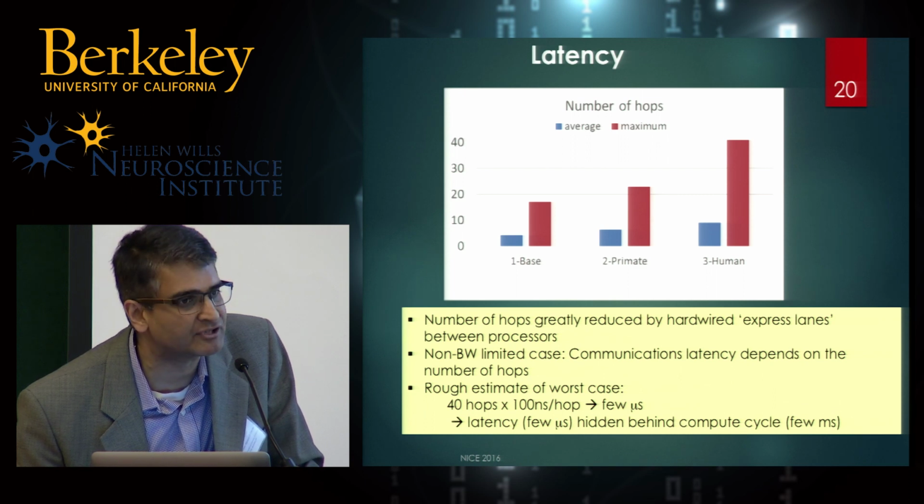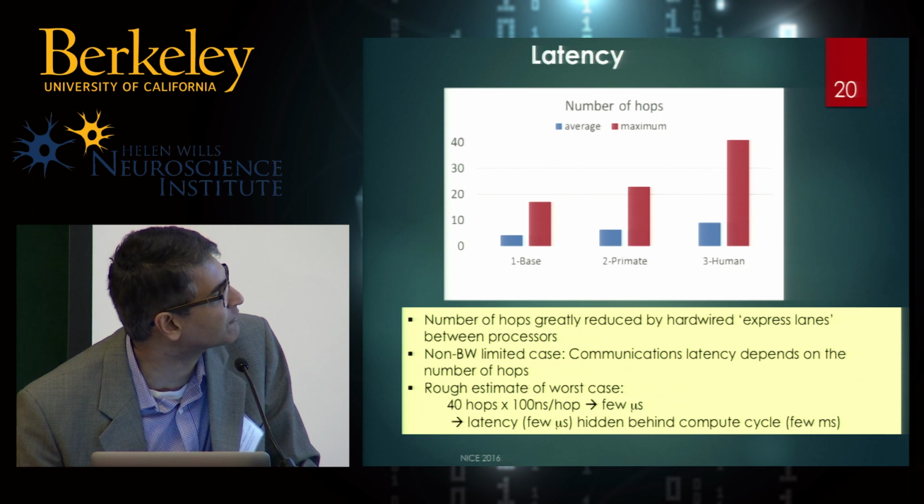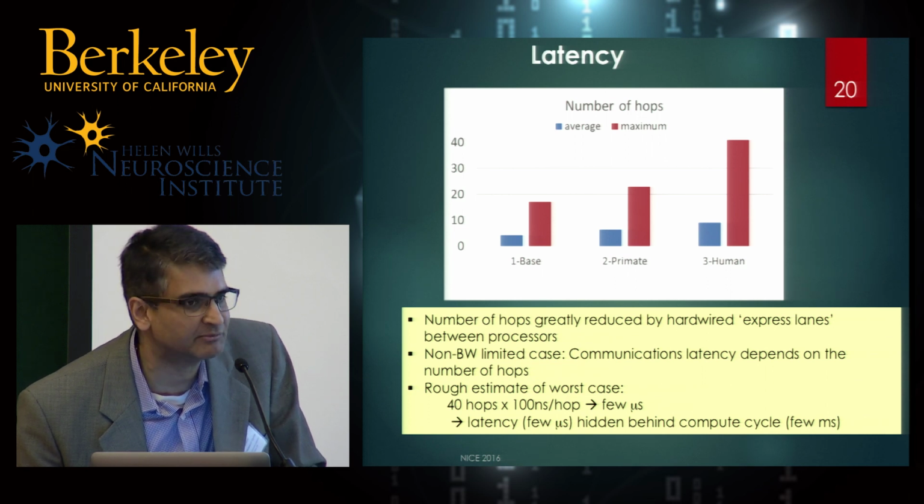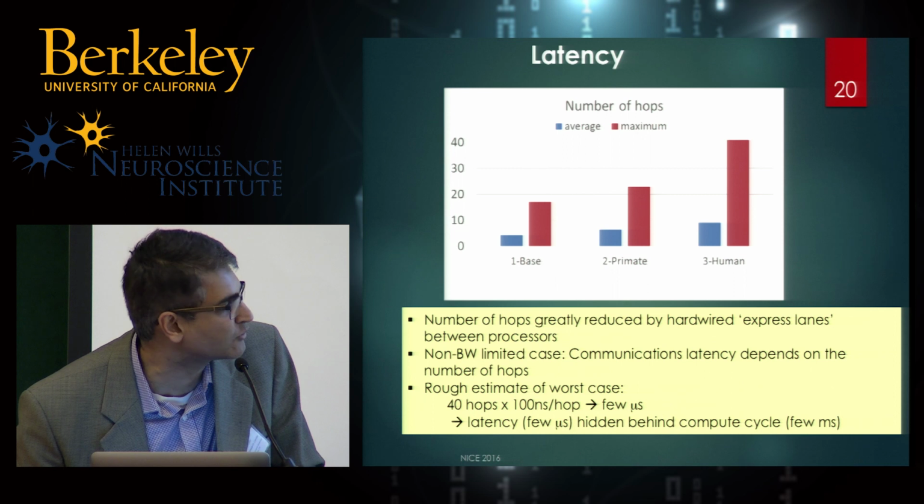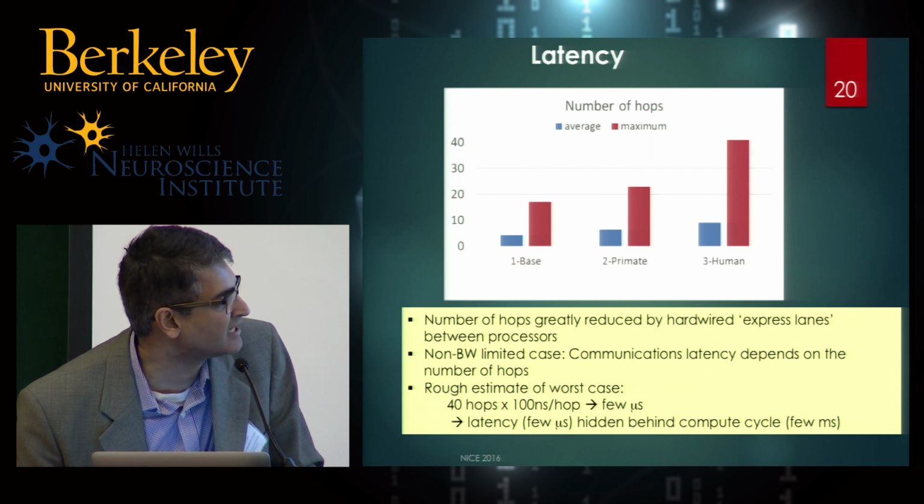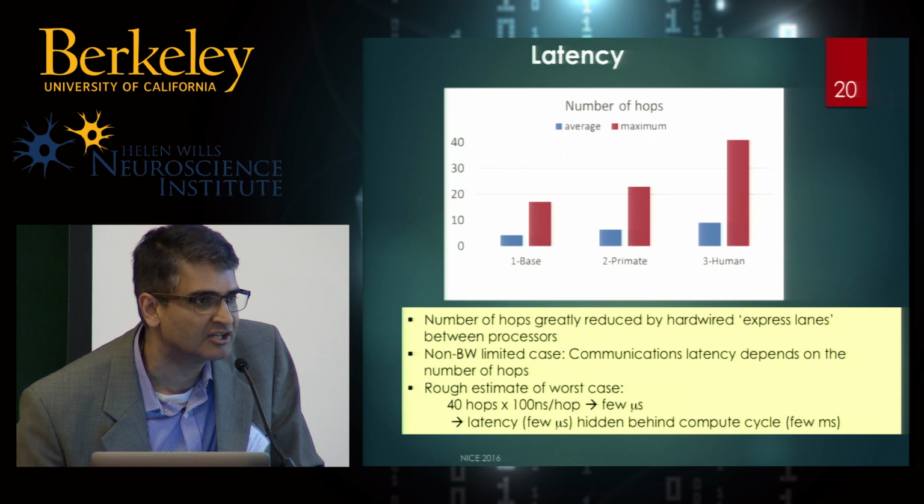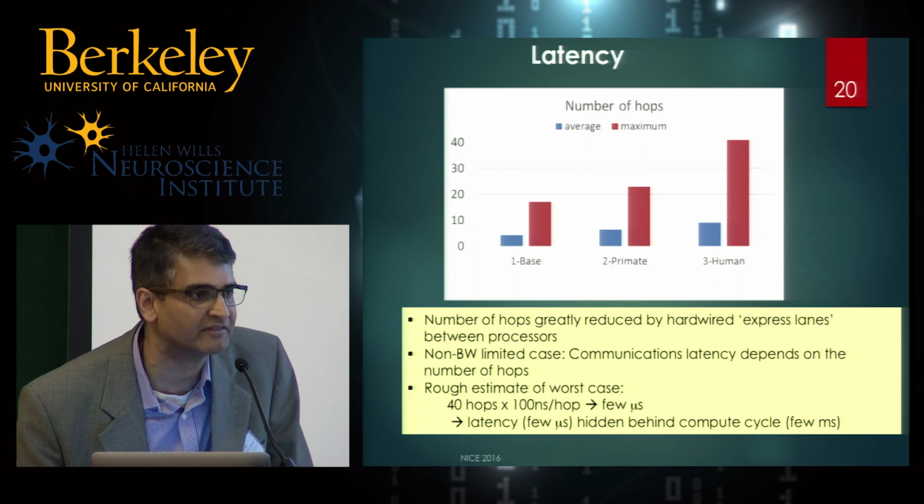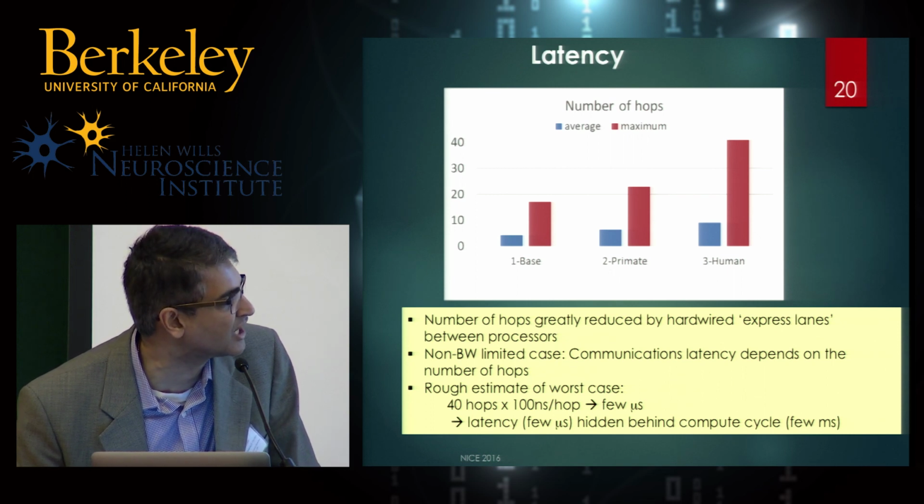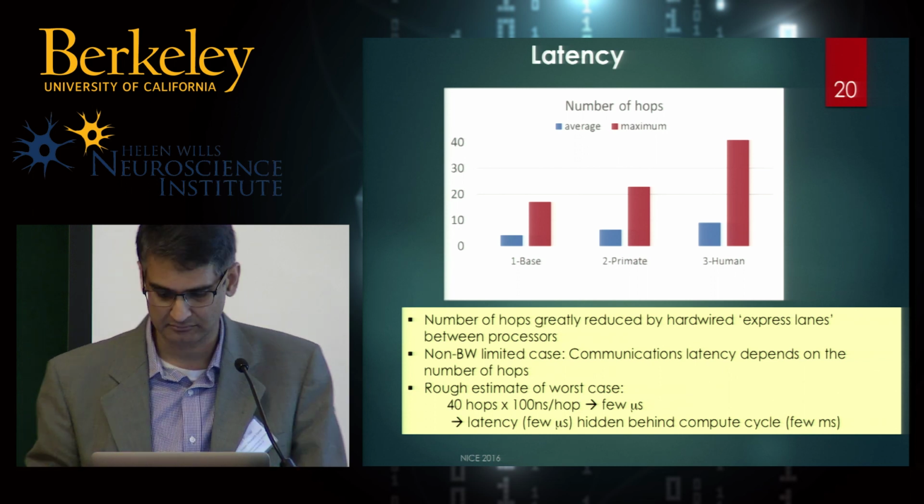The blue is the average latency, and the red is the maximum latency, which for the human case is about 40. We can make a rough estimate of the worst case based on this. For 40 hops and about 100 nanoseconds per hop, this comes out to be in the range of a few microseconds, which can be hidden behind the compute cycle. A total compute cycle probably runs a few milliseconds. So if we're not really bandwidth limited, we can accommodate all of the communication that needs to be done behind the compute cycle.